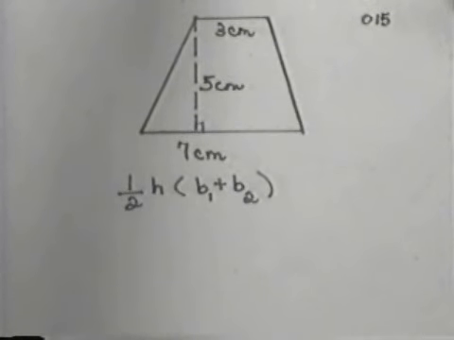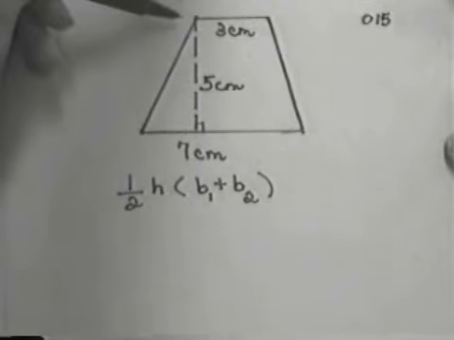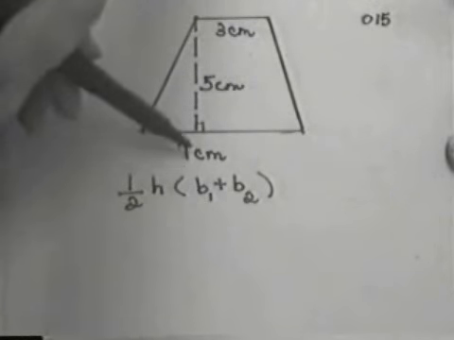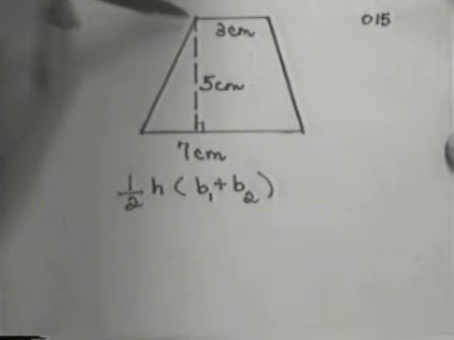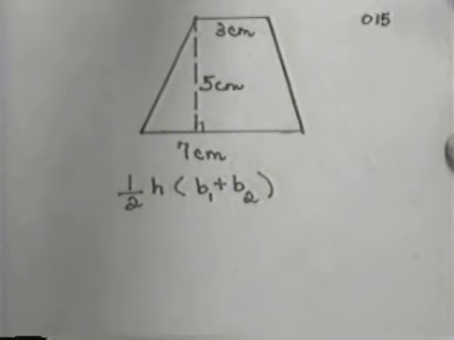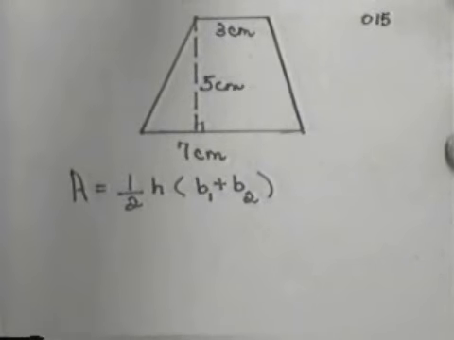Okay, here's a picture of a trapezoid in which I've given you the length of the two parallel sides, and those are called the two bases. I've given you the 7 centimeters and the 3 centimeters, and I've drawn in the height for you. So we're going to take the formula A equals 1/2 the height times the expression B1 plus B2, and see if we can find the area.